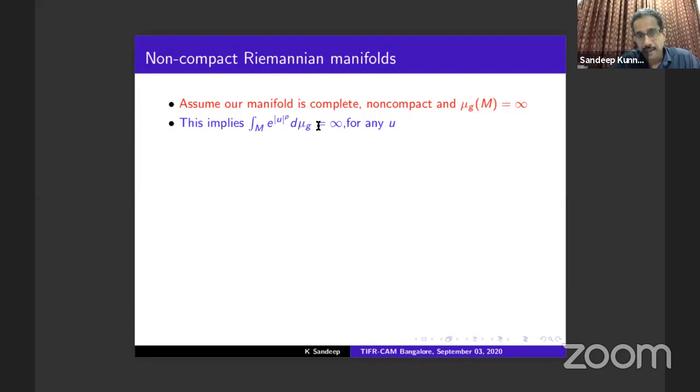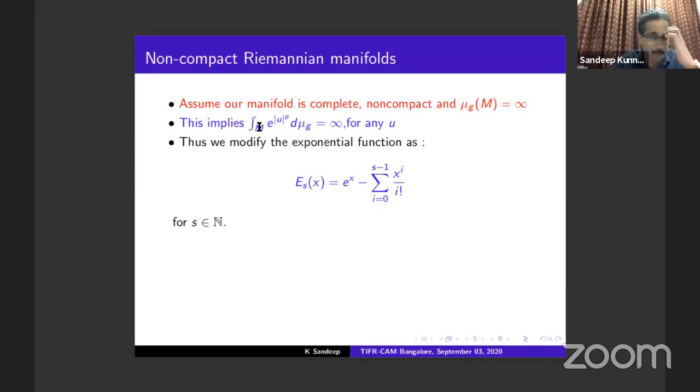Okay, so we cannot expect a Moser-Trudinger inequality, or Adams inequality, in this case, like what we had before, just by keeping this function. So one way is to modify this exponential function. So that's what I'm going to do first.